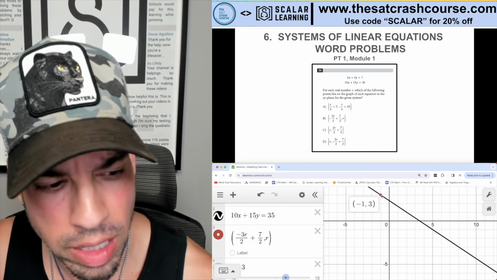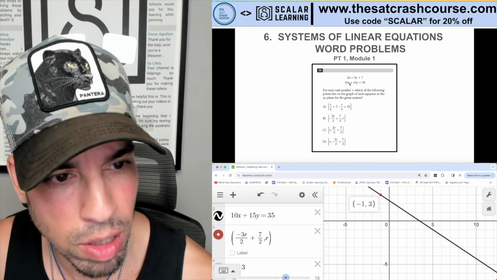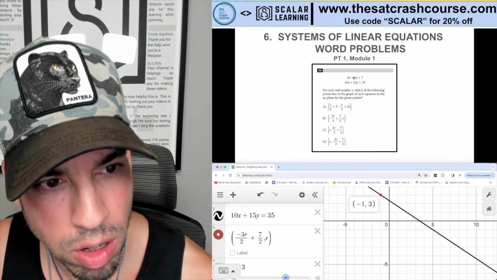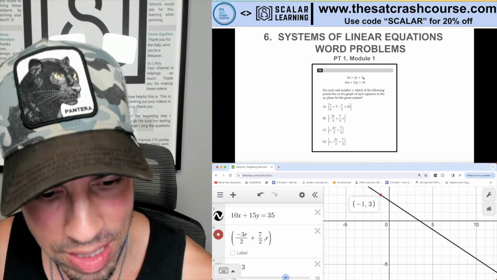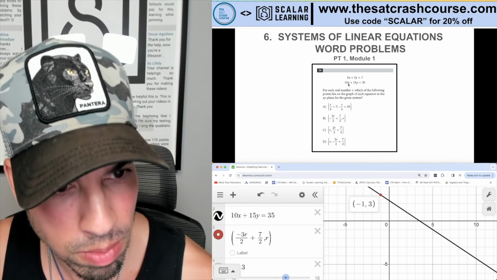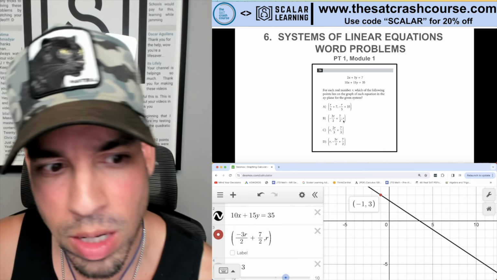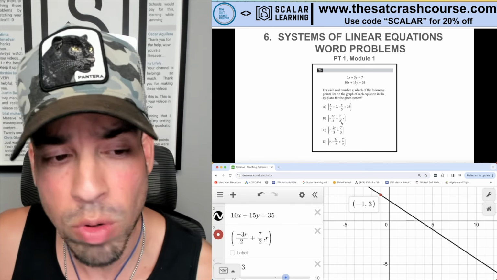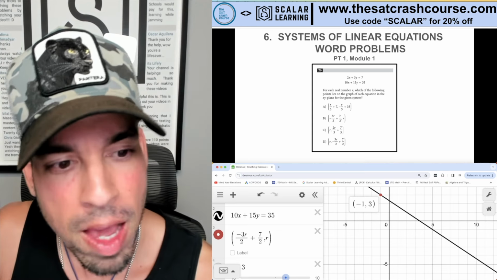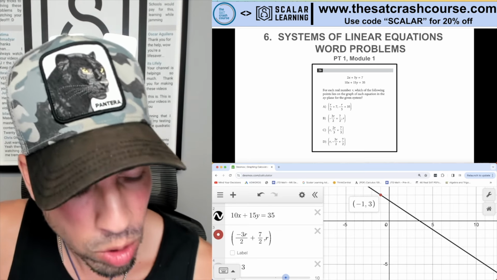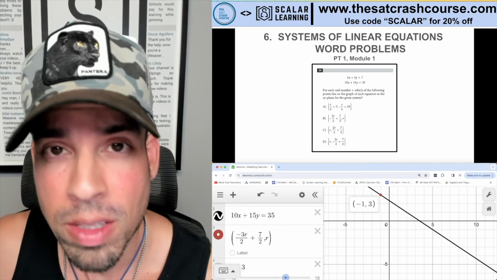Since I know that's negative 1, 3, I can even plug those points in, right? Negative 1 times 2 is negative 2 plus 9 is indeed 7. Negative 1 times 10 is negative 10 plus 45 is indeed 35. So that's verification right there that B is the winner. You can go through and check the rest of the options, but you see how nice and beautiful this is when you can plug it straight into Desmos. So that's how you do it.